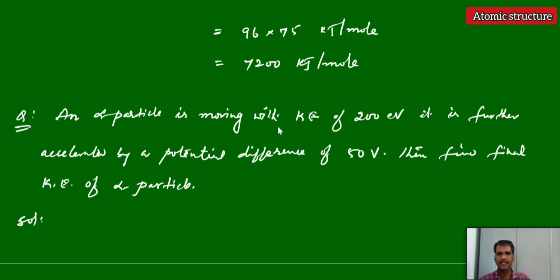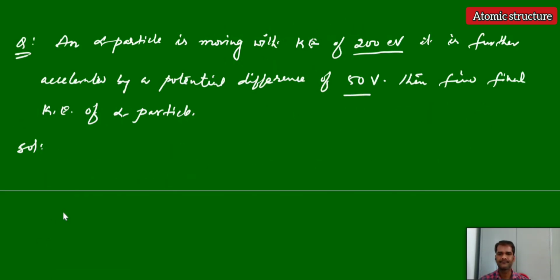What is the question here? An alpha particle is moving with an initial kinetic energy of 200 electron volts. It is further accelerated by applying a potential difference of 50 volt. Then what is the final kinetic energy of the particle? So how to do this question? Total kinetic energy is equal to initial kinetic energy plus the kinetic energy gained. Then we will get the total.